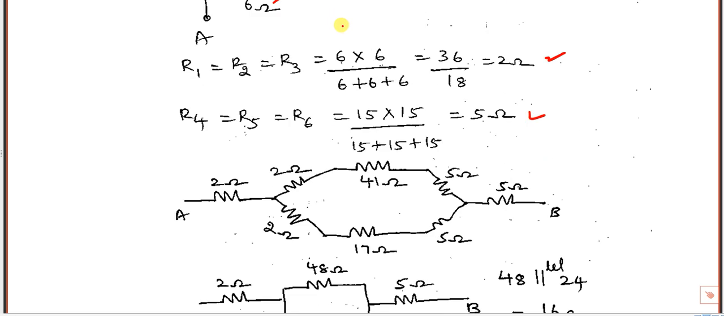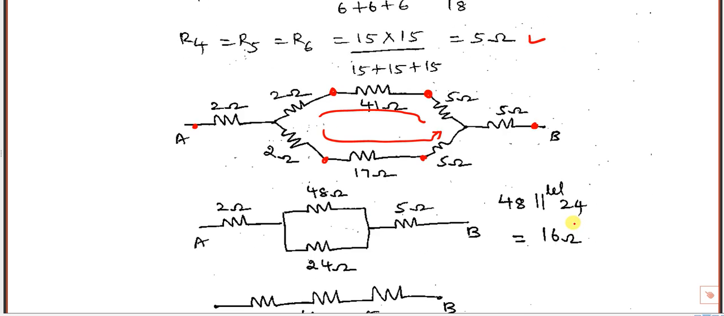So after that, it is easy. We converted into one star network, this one, and another star network as this one. Now, in order to further simplify, we have to find out the equivalent resistance between A and B. These all are in series, 2 plus 41 plus 5. That is in series with these three. These are also in series. 2 plus 17 plus 5: 2 plus 17 is 19, plus 5 is 24. 2, 41 and 5 are also in series.